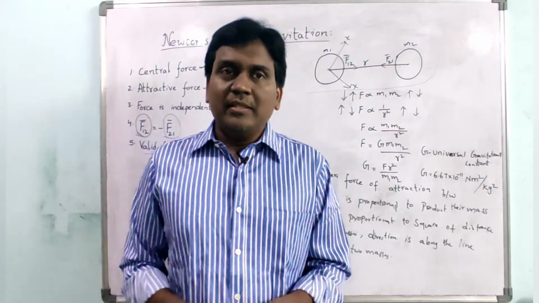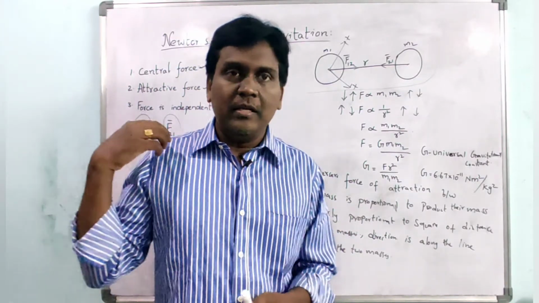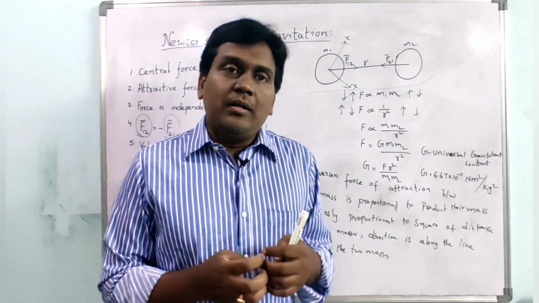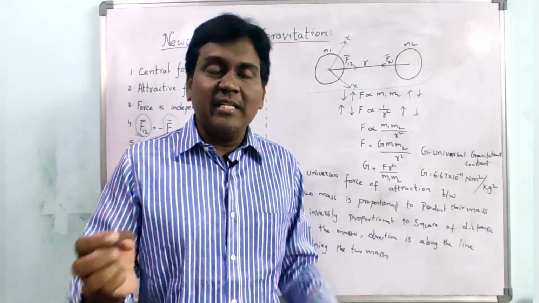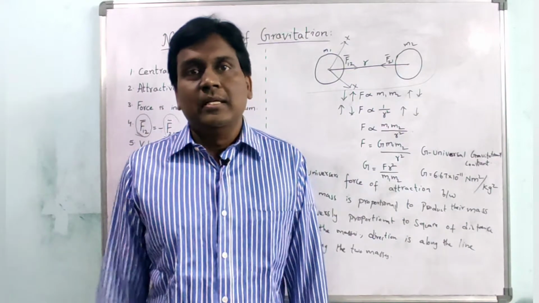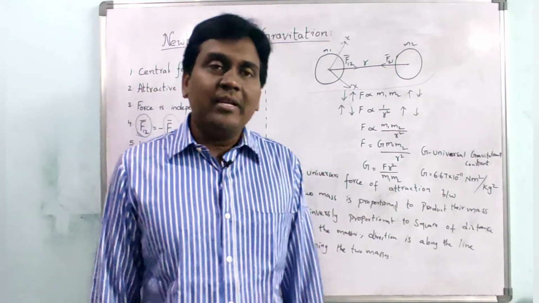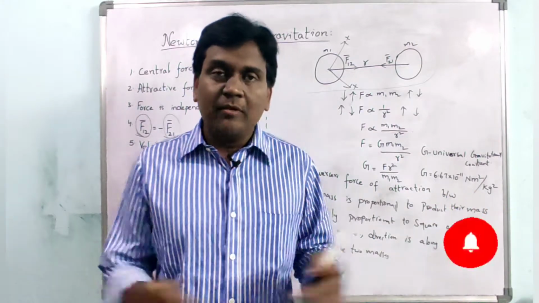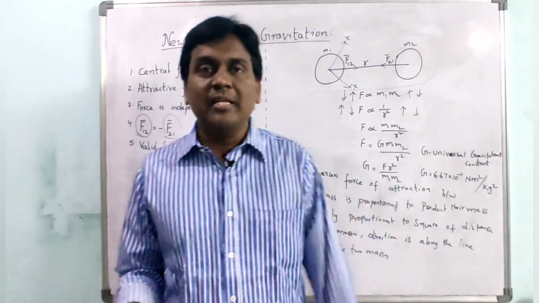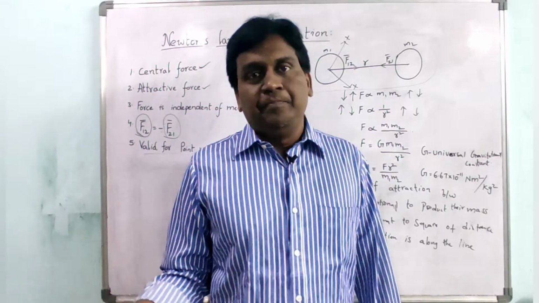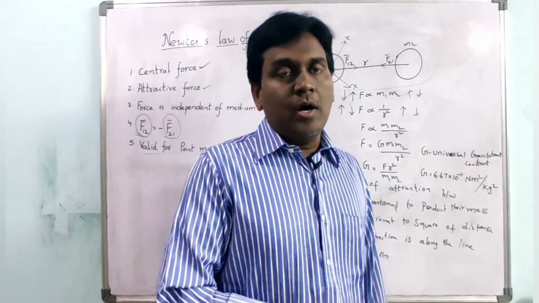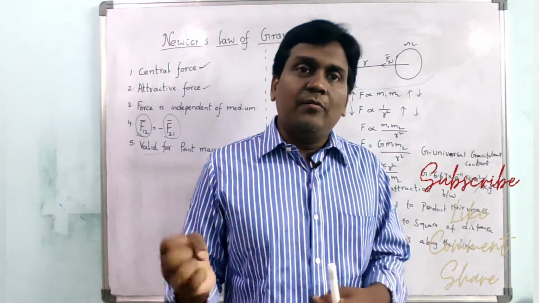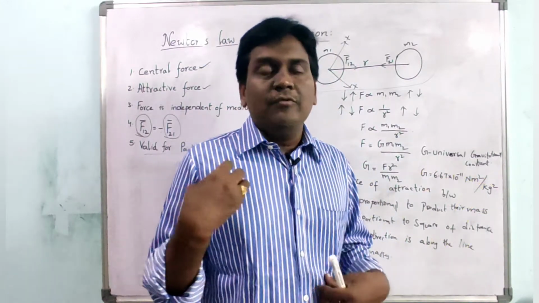And one more thing: the law of gravitation is a long range force, and it is a weak force. Gravitational force has a long range with weak force. Here we have to consider the distance between the masses. The distance between the masses is too long, so the range is very big, and the force is weak.